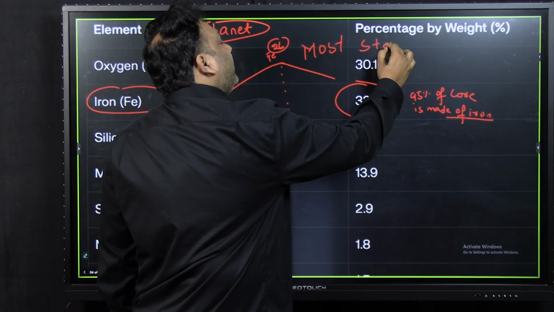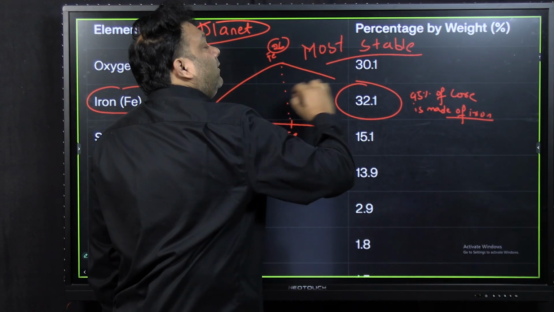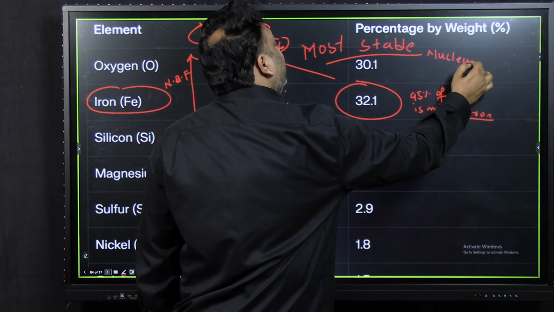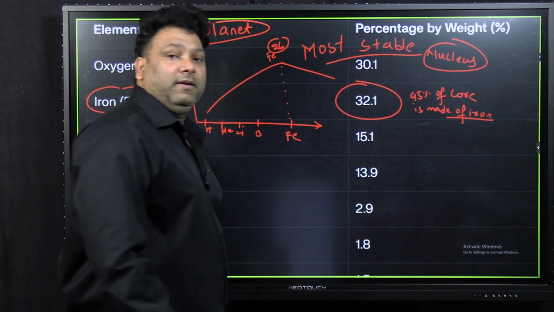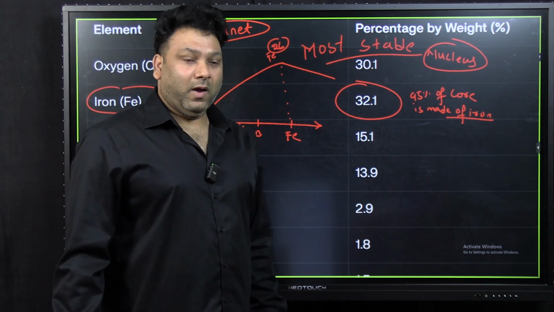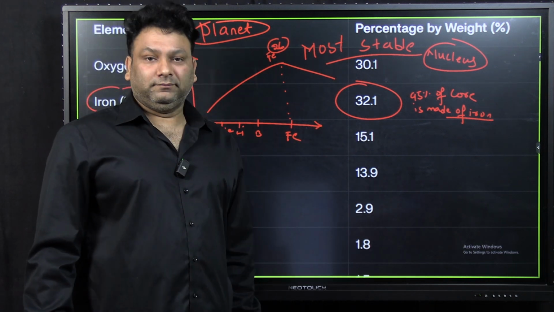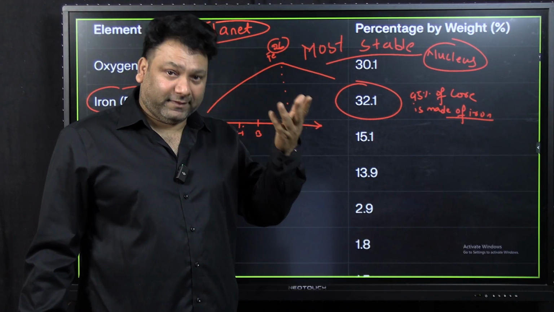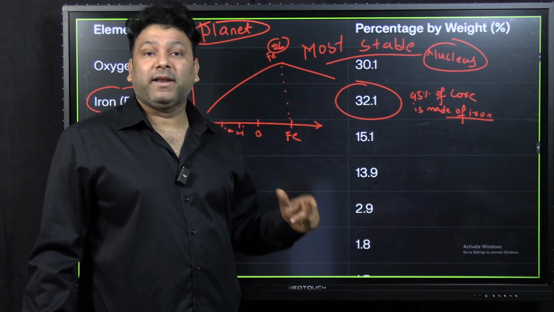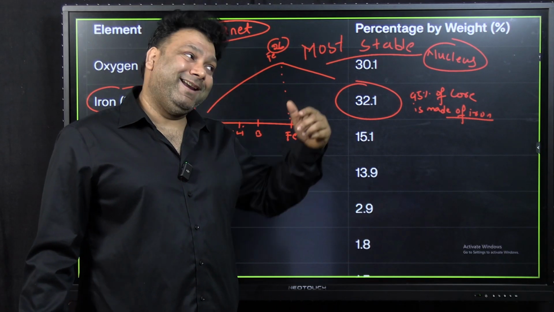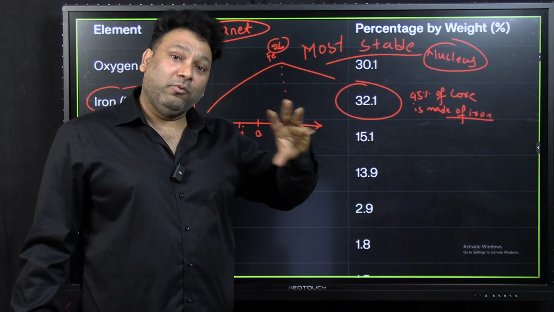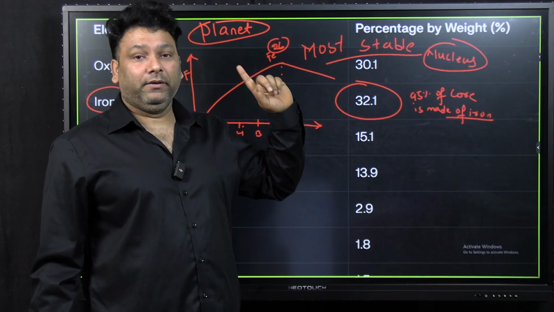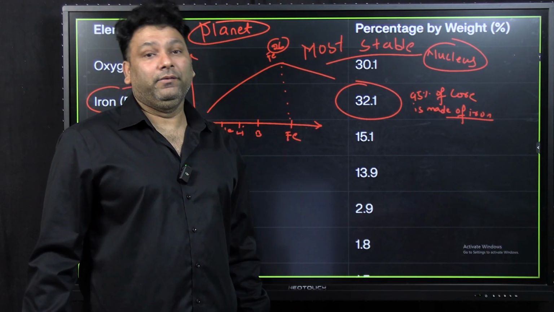I am not talking about the atom here. Most stable nucleus in the universe. That is why you find iron in the core of the Earth, iron in the core of Jupiter, iron in the core of Saturn. Even though they are gaseous planets, in their core you will have iron, because it is the most stable nucleus in the entire universe.